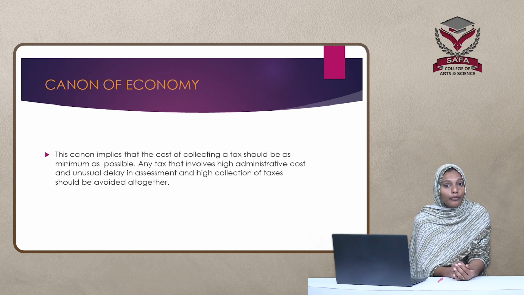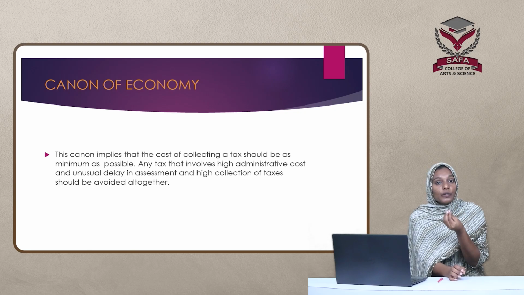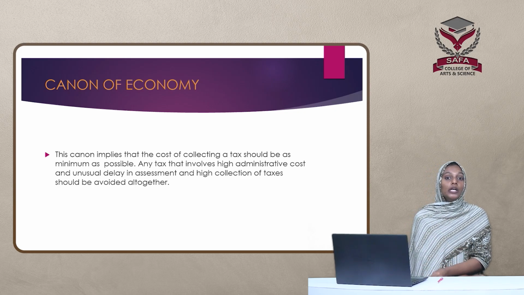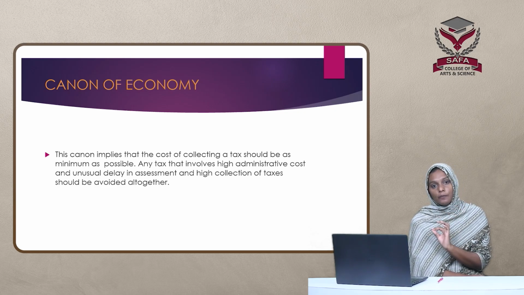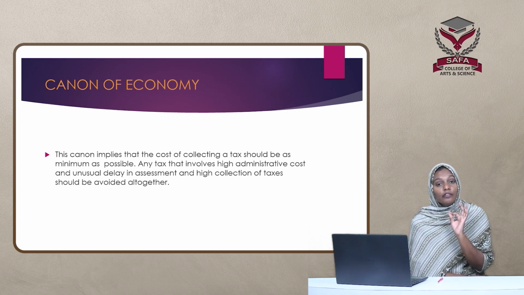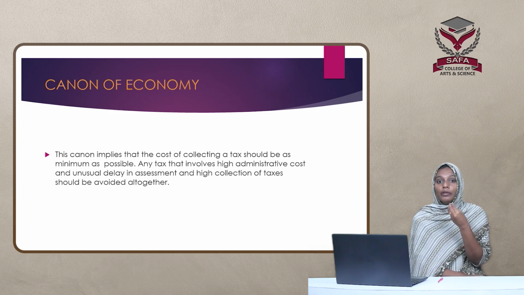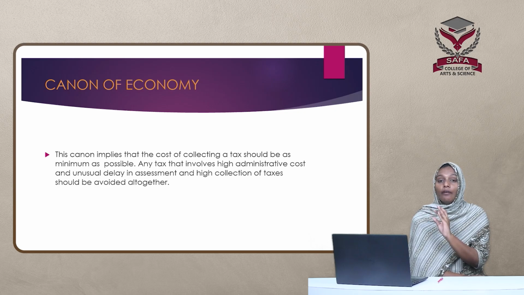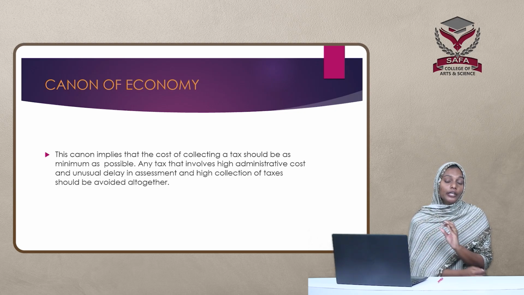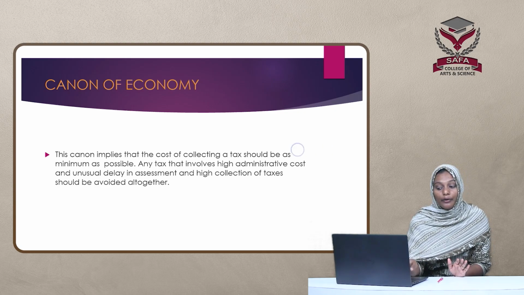The next one is canon of economy. We know that tax is the main source of state revenue. So the cost of collecting a tax should be as minimum as possible. Otherwise, it will be a wastage to the government. A tax which requires a high administrative cost or is accompanied by unusual delays, the government must want to avoid. It should be economical in nature. It is known as canon of economy.